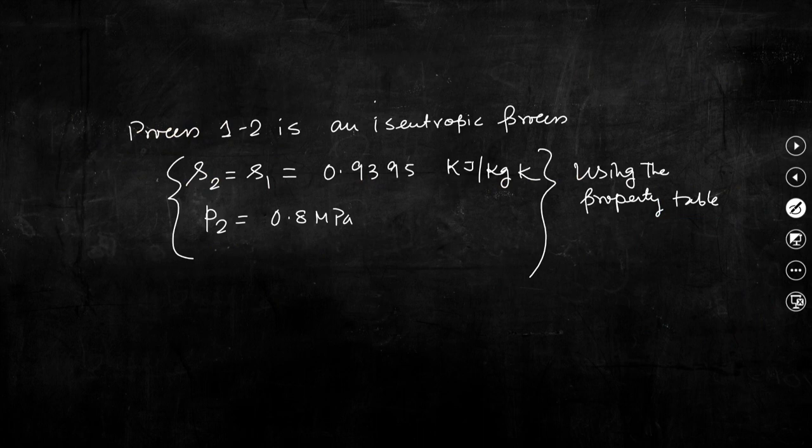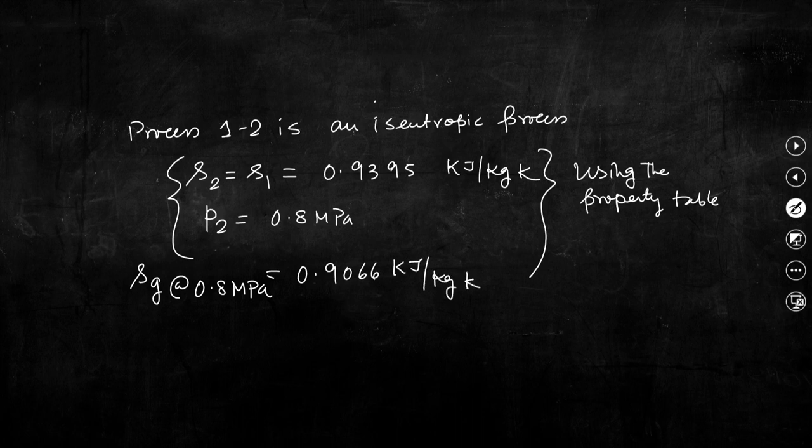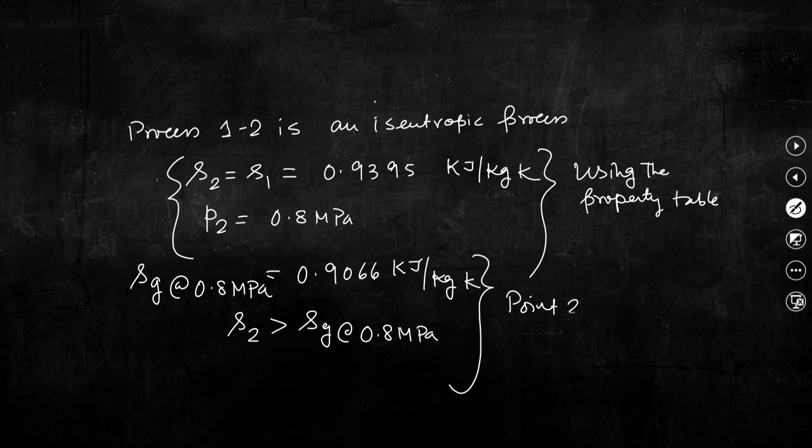What we can do is calculate Sg corresponding to this pressure, 0.8 MPa, and that is equal to 0.9066 kilojoule per kg Kelvin. Now, the entropy of the refrigerant at the exit of the compressor for this particular problem statement is 0.9395. That means S2 is greater than Sg at that pressure, 0.8 MPa. So, this indicates point 2 is in the superheated regime.